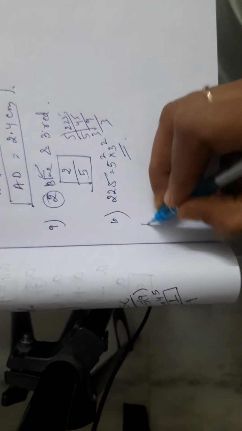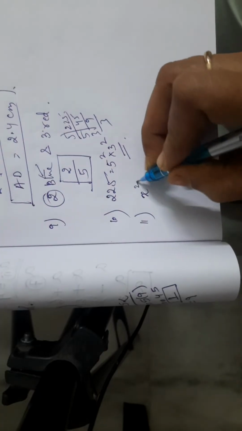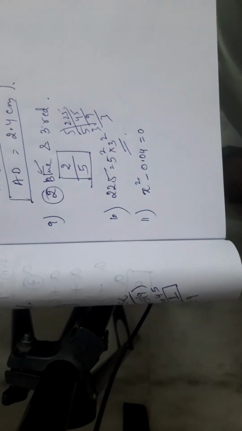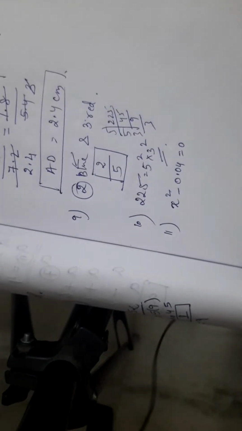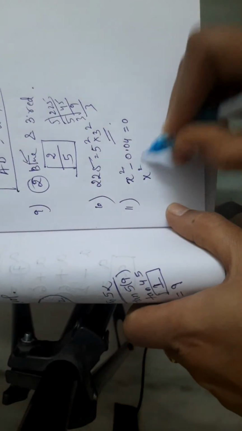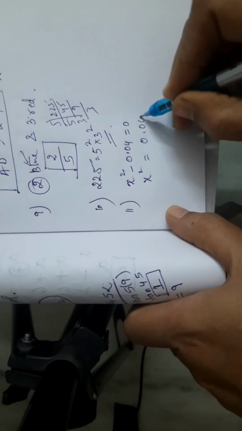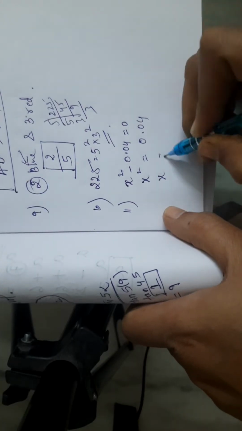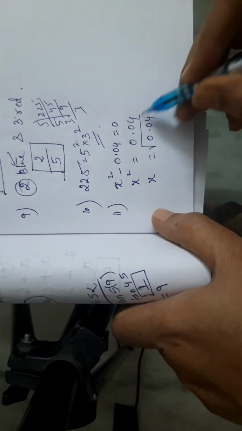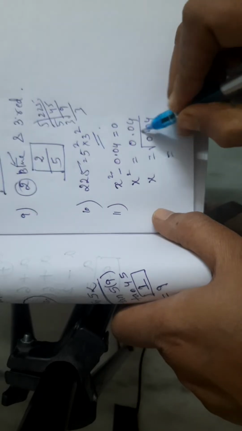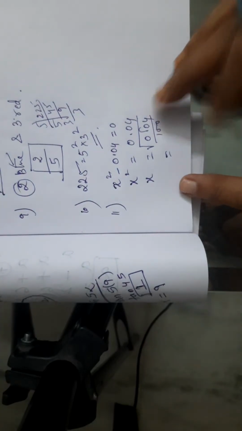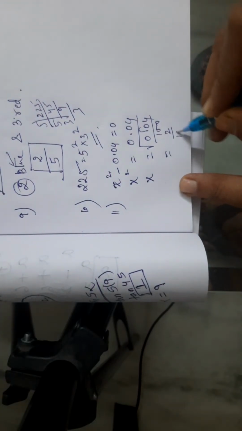Now the next question, the equation is given: x square minus 0.04 is equal to 0. Find the value of x. So here x square will be, shifting this value 0.04 to the right. To get the value of x, we need to find the square root of 0.04. So if we find the root, to make it simple, put 100 in the denominator. Square root of 4 is 2. Square root of 100 is 10.